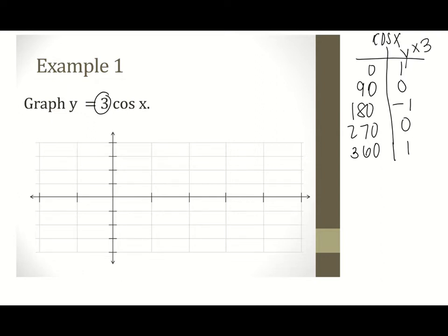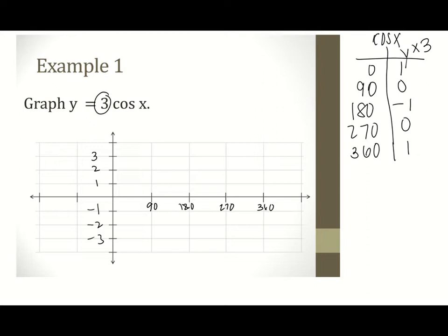So if we were to do this, I'll graph this here in blue, we're always going to label. So if I label this, I have 90 degrees, 180, 270, and 360, and we start at 0. And then I always want to label my y-axis. So here, since I have to go to 3, I'm going to go 1, 2, 3, negative 1, negative 2, negative 3.